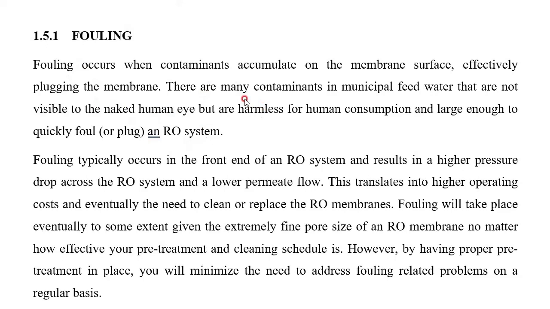We usually use municipality water for treating the water and getting the pure water, but there are many contaminants in the municipality feed water which the human eye cannot see, but they are very harmful. They are harmful for human consumption, and they're large enough to cause fouling, but they're not visible to the human eye. So fouling typically occurs in the front end of the RO system, that is before the semi-permeable membrane, because it cannot pass through the membrane.